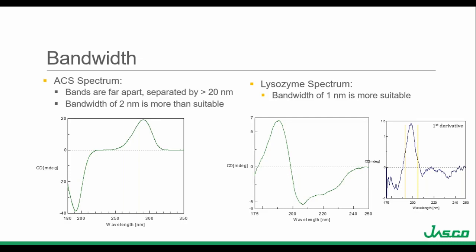However, in the lysozyme spectrum shown on the right, the peaks are significantly closer to one another, so selecting the appropriate bandwidth is more critical. By taking the first derivative spectrum of lysozyme, we can better determine the exact zero crossing and select a more suitable bandwidth. The standard spectral bandwidth for CD measurements is 1 nanometer, but for high sensitivity measurements, the bandwidth can be adjusted to 2 nanometers to improve the signal to noise of the spectrum, because now you're getting more light throughput.